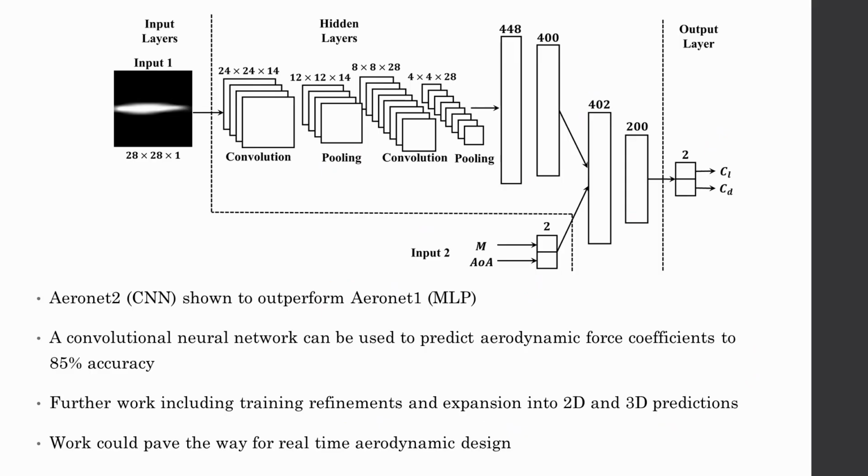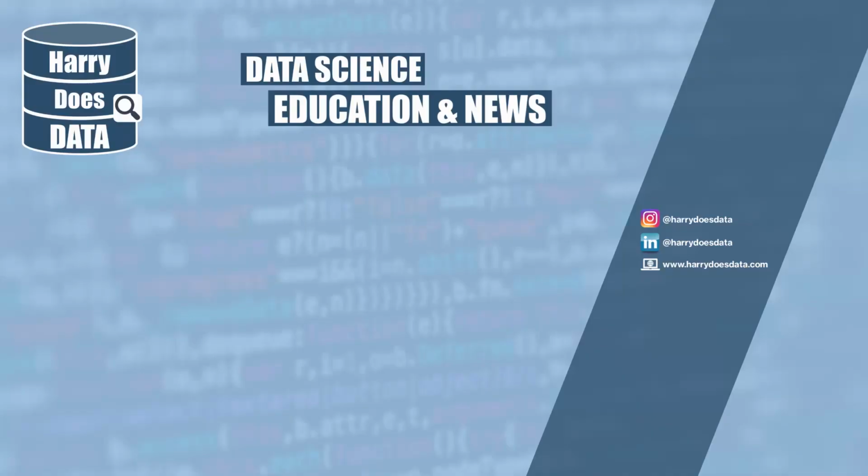All in all, the results have shown that a neural network can be used to predict aerodynamic force coefficients. Aeronet 2, the convolutional neural network, was shown to be the superior network architecture for this task, with an overall training accuracy of 98.8% and a test accuracy on unseen aerofoils of 84.7%. With further work, such as training on more aerofoils and the expansion into 2D and 3D flow field predictions, this could pave the way for real-time aerofoil design and even real-time aerodynamic design in general.